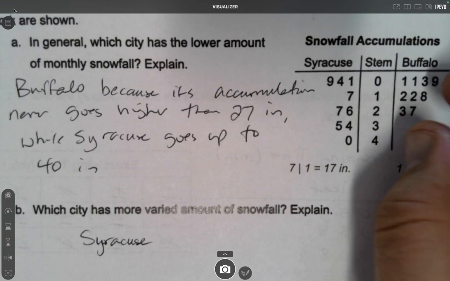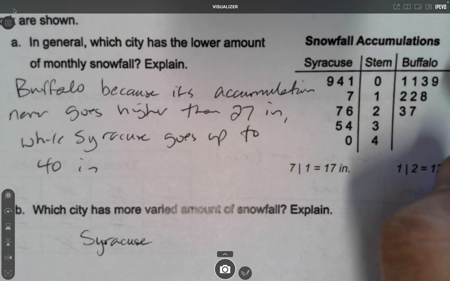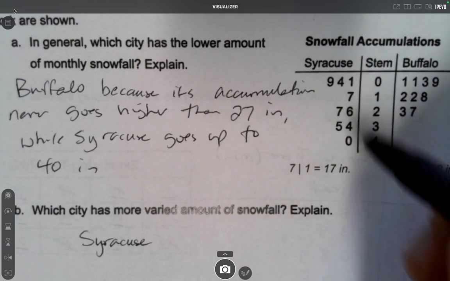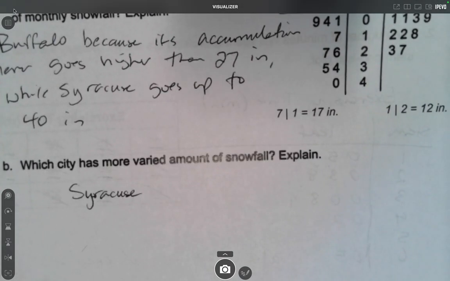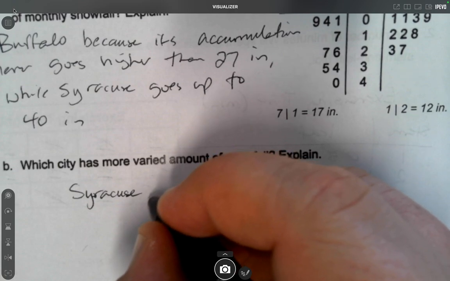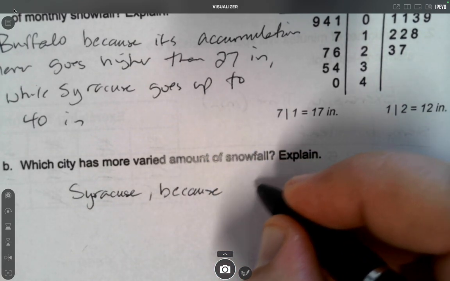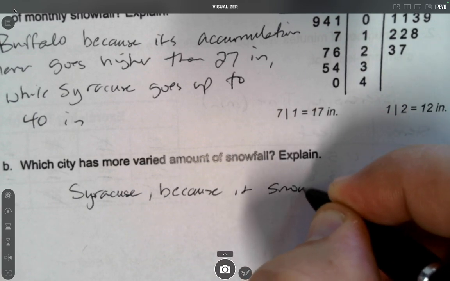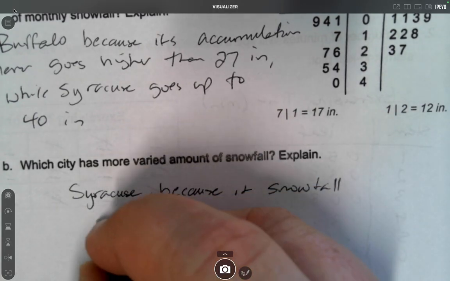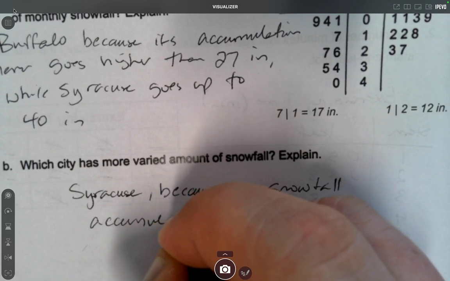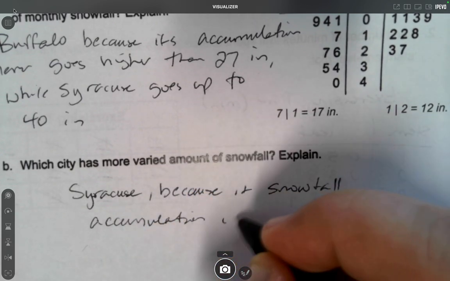Because Buffalo is kind of all tied up in the 0 to 27 range, or 1 to 27 range, whereas Syracuse goes from 1 all the way to 40. So it's more spread out. So you could just say Syracuse, because its snowfall accumulation is more spread out.